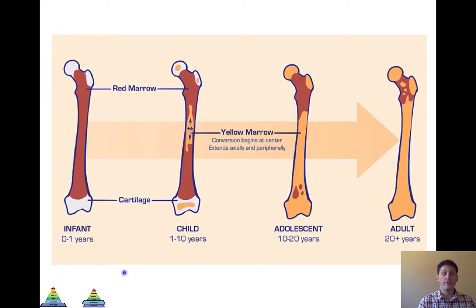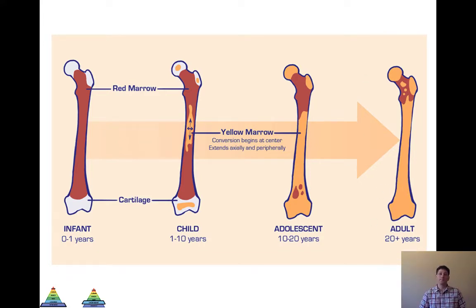Now, what is the difference when you look at red marrow and yellow marrow? When we are very young, our bones are full of red marrow. As we age, what ends up happening is that red marrow starts to change into yellow marrow. So pause your video and think about why that might happen. What would be the benefit of having red marrow as a child and yellow marrow as an adult?